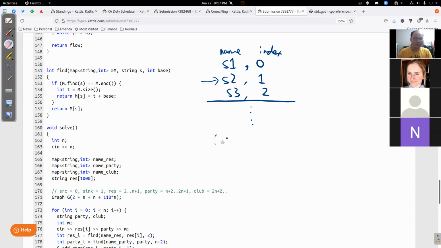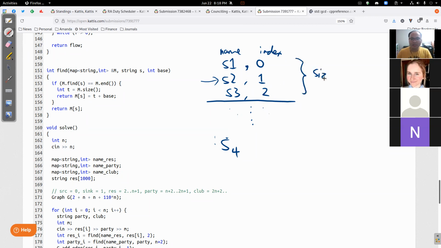No problem. But what if somebody asked me, what is S4? And I go and look in my map, S4 is not there. So what should I do? What I want to do is to make it this. Okay, so how do I make sure that I get the right index? So what do I do?